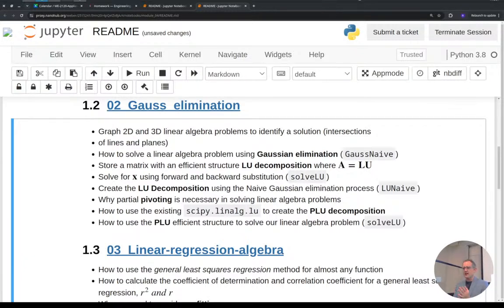Is anybody working on revisiting linear regression yet? Not yet. Oh, okay. All right. I won't jump too far ahead if we're not there yet. But linear regression is called linear regression not because it's always straight lines, but because it's a linear algebra problem. Pretty nice when things work out that way.